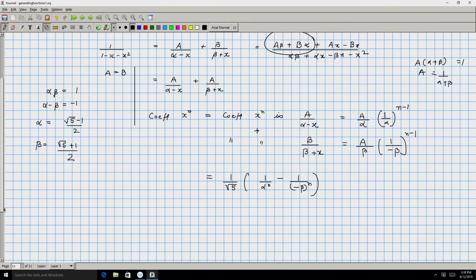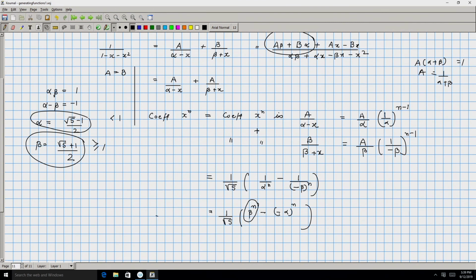Okay. We know that alpha and beta are inverses of each other. So this can be written as 1 by root 5 into beta raised to n minus alpha raised to n, because 1 by beta is minus alpha. And observe that beta is a quantity which is greater than 1 and alpha is a quantity whose absolute value is less than 1, because root 5 minus 1 by 2, you can show that this is going to be less than 1. So, the dominant term is going to be beta raised to n.